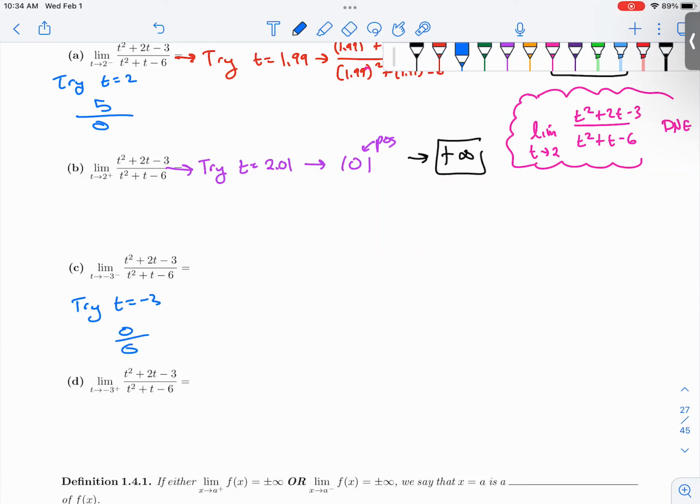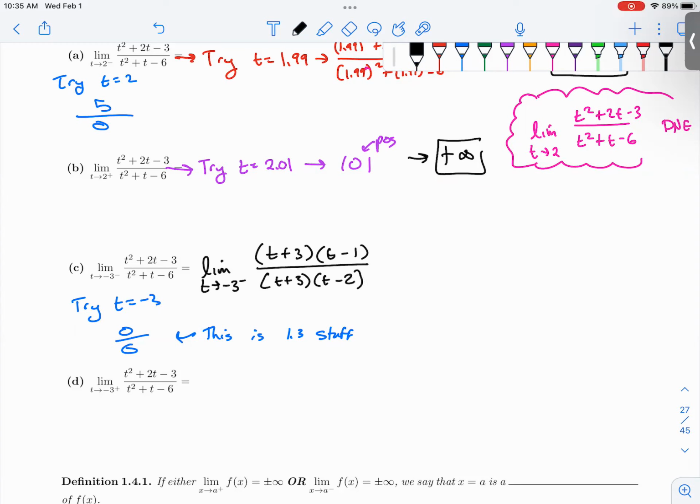We get 0 over 0. Oh, so you don't need to test the one-sided limit thing. You don't need to test the values. This is 1.3 stuff. So we'll just factor it and do it the normal way. So limit as t approaches negative 3 from the left. We'll factor this. So this will be t plus 3 times t minus 1 over t plus 3 times t minus 2. How did I know that so quickly?